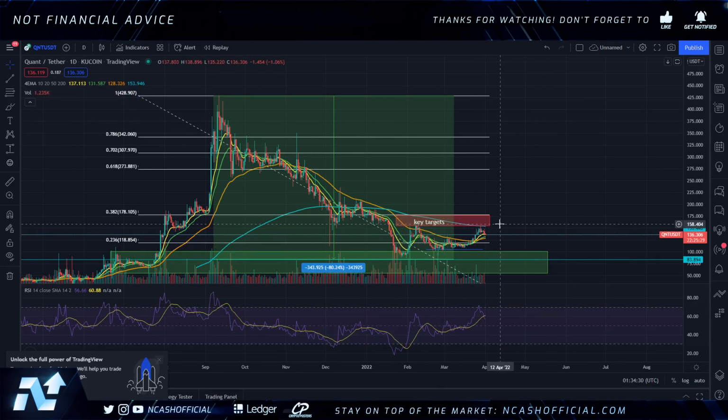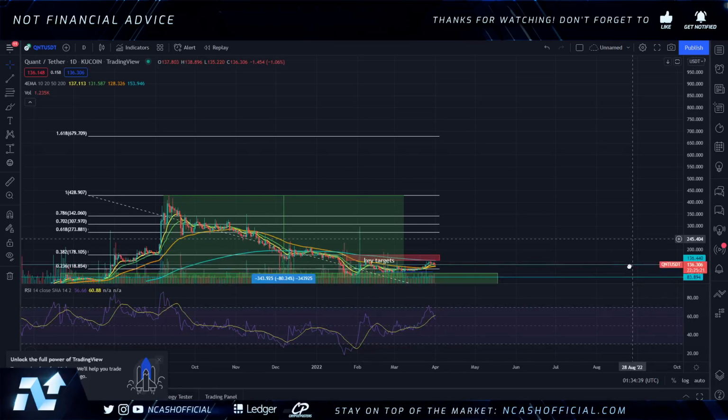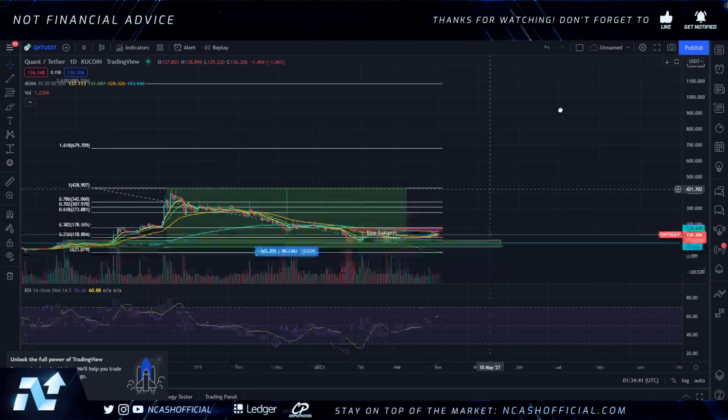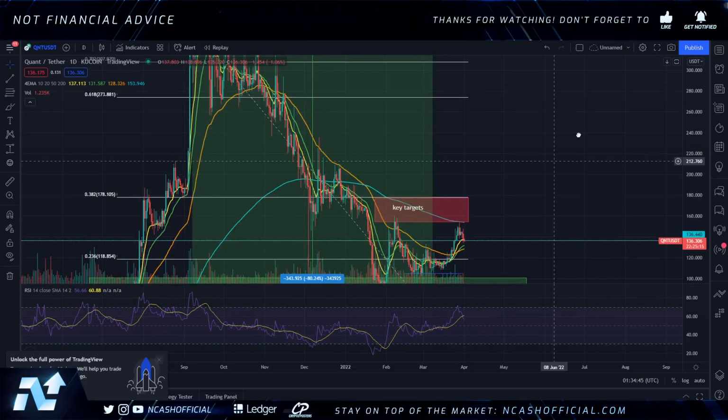Nothing too crazy. I think our breakout event will be a break above this $155 range. But that breakout event could send us soaring. I mean, we're talking about easily $1,000 plus per QNT. But I would say that we are very close to that point.